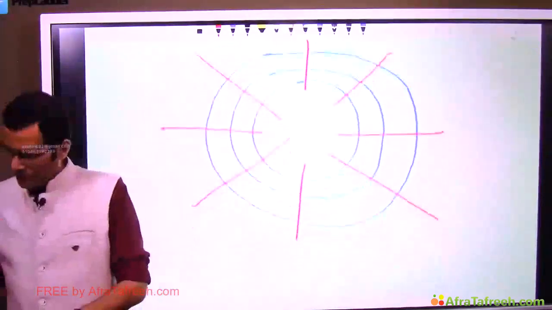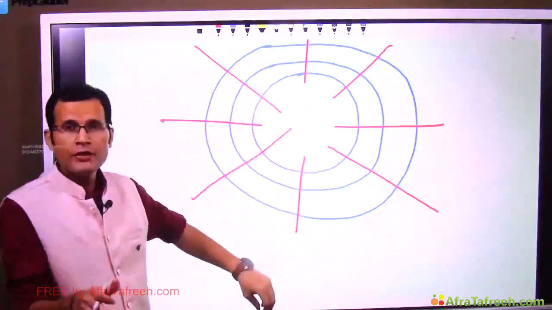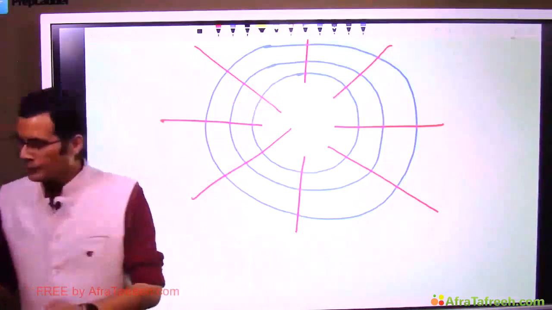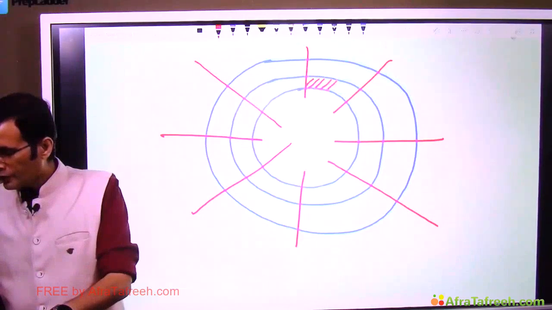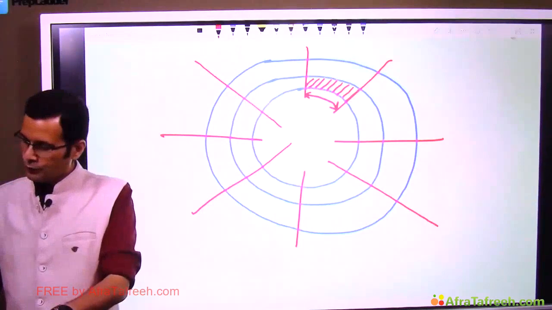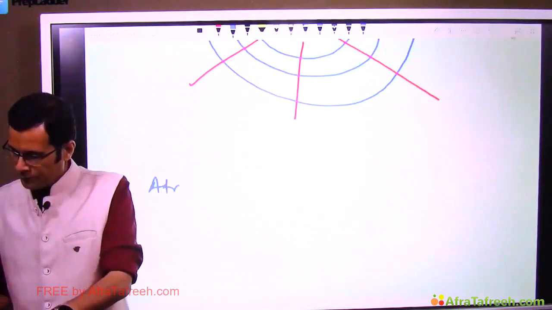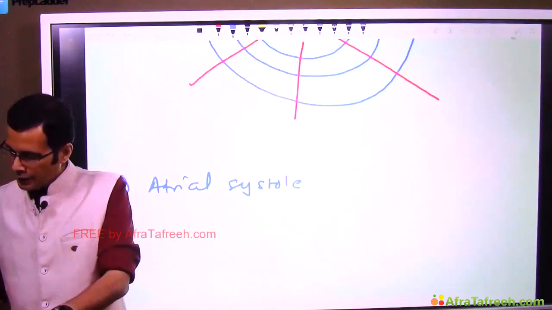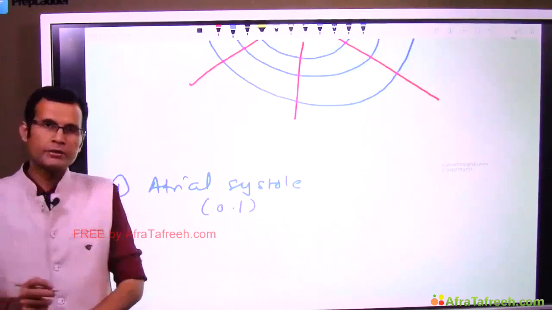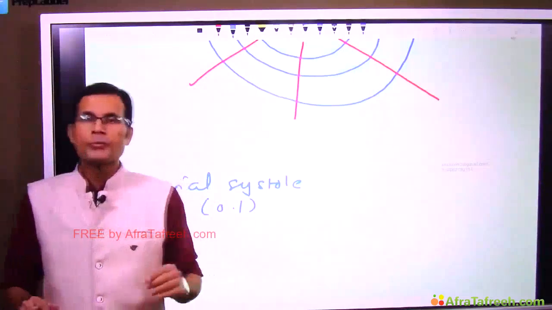So let's start. First event, from the inner strip, we are starting the atrial events. Atrial systole, 0.1 second, so one part, this is atrial systole. Let's write it down here, the first event. Atria contract and pump the blood into the ventricles, simple, and that's for 0.1 second.